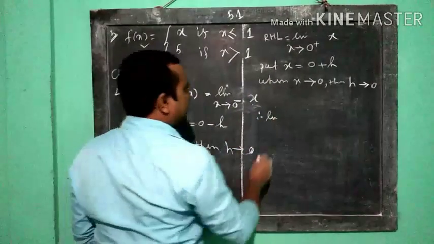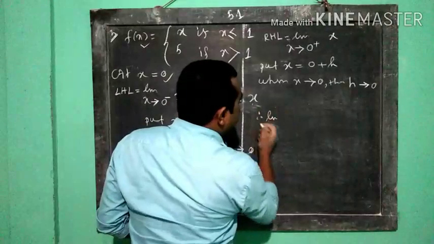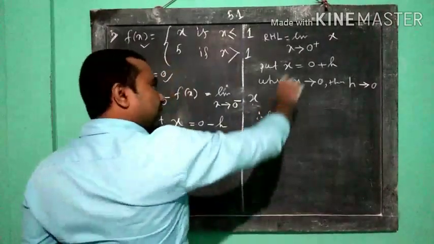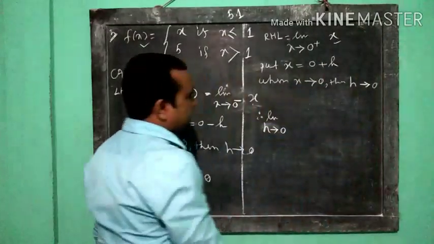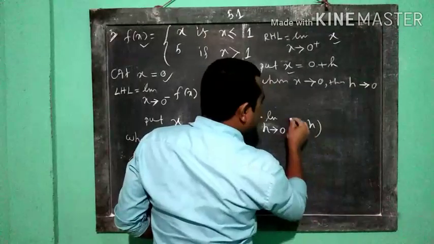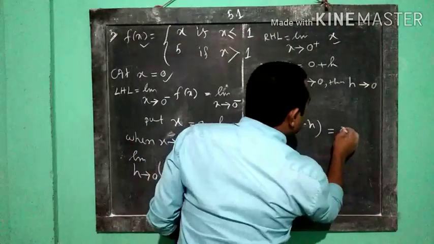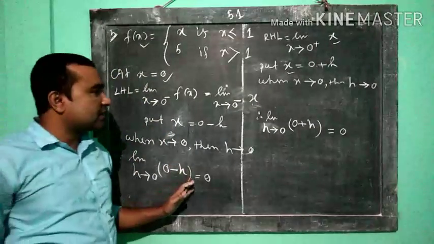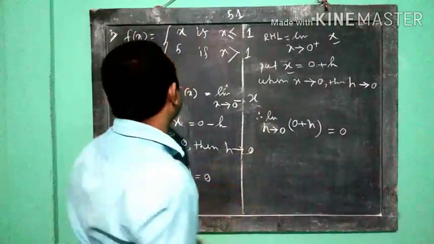Therefore limit, x is replaced by h tends to 0. So what is the function? The function is x, so x is 0 plus h. So put here 0 plus h. This is equal to 0. So what we get here? Left hand limit is 0 and the right hand limit is also 0.